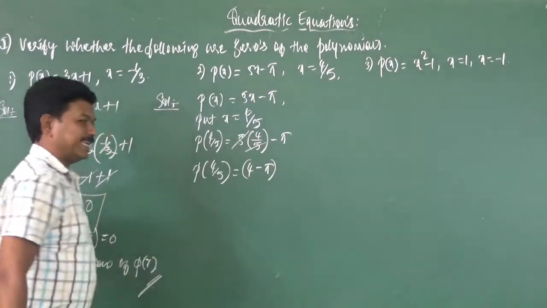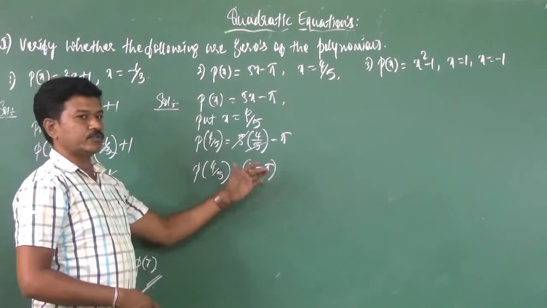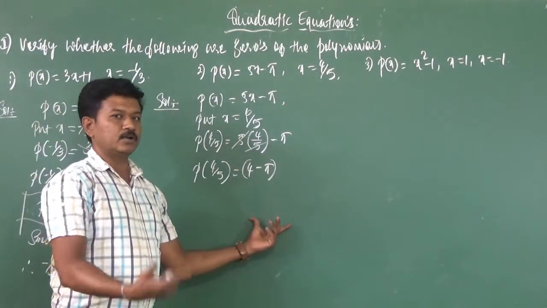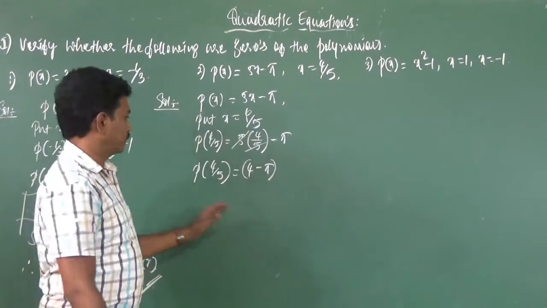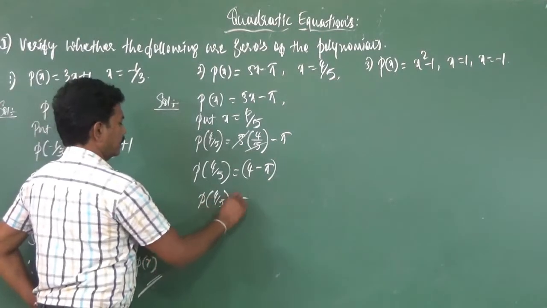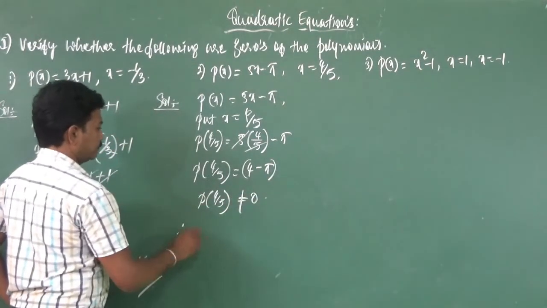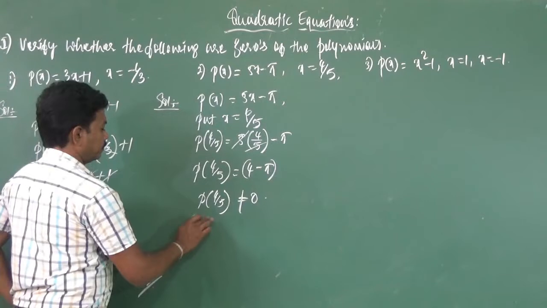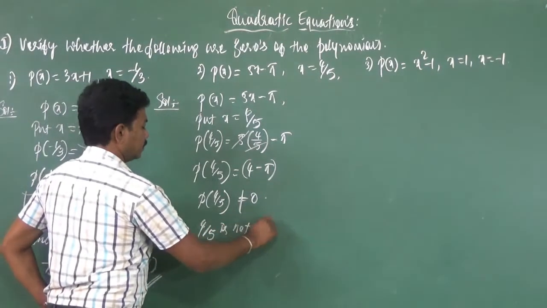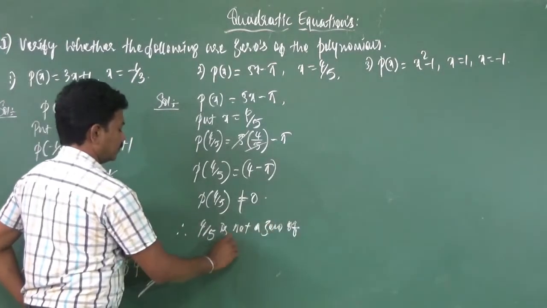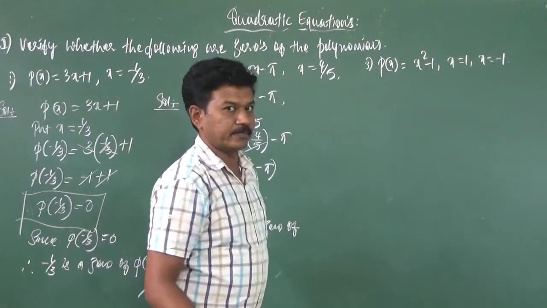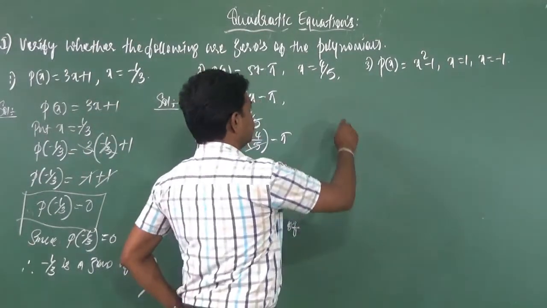So is this 4 minus pi equal to 0? No, because pi is 22 by 7. 4 minus 22 by 7 will give you some negative number, which is not equal to 0 but is less than 0. So therefore p of 4 by 5 is not equal to 0. Therefore 4 by 5 is not a 0 of p of x. So this is how you have to conclude, right? Okay, I hope you are finding it easy. Let us get to the third problem.